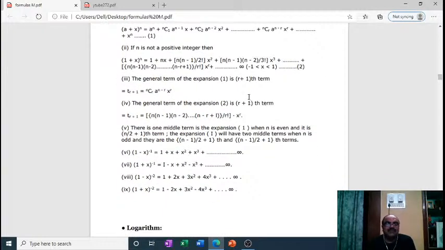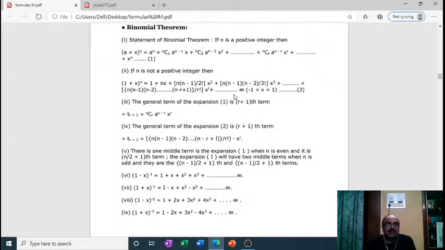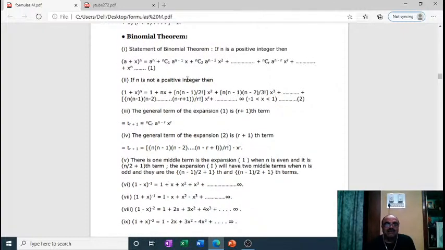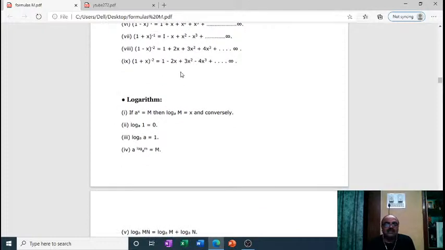Binomial theorem. We shall be focusing on this in other chapters also. See, one is this, which is already seen. These are all some of the things that need to be remembered always.